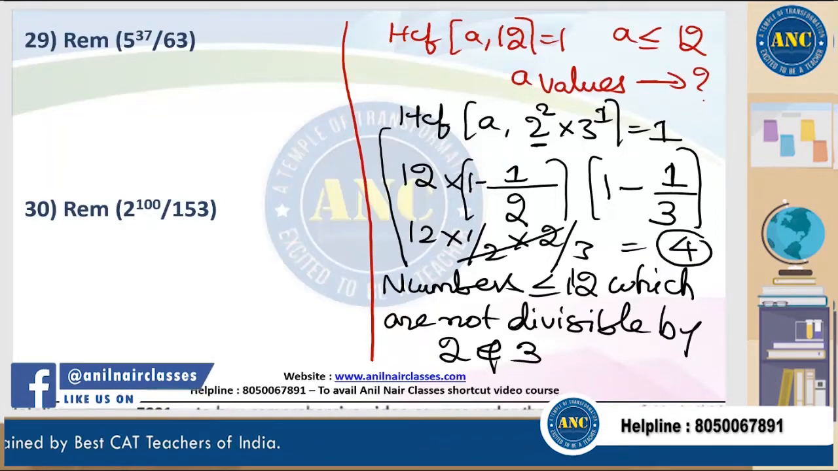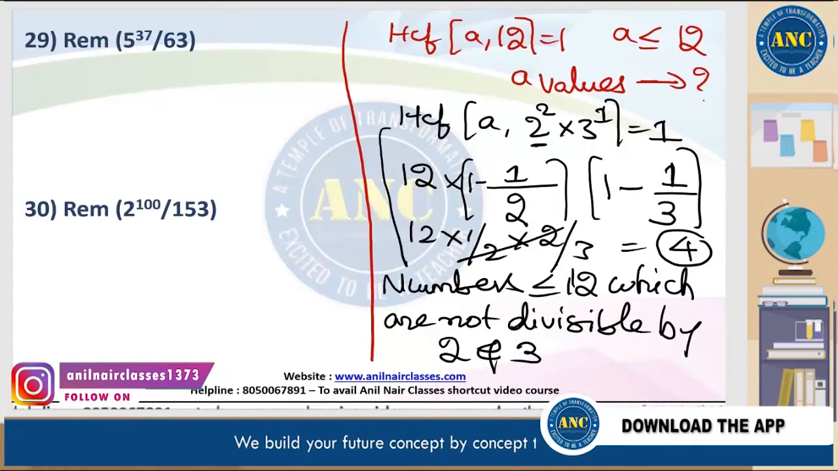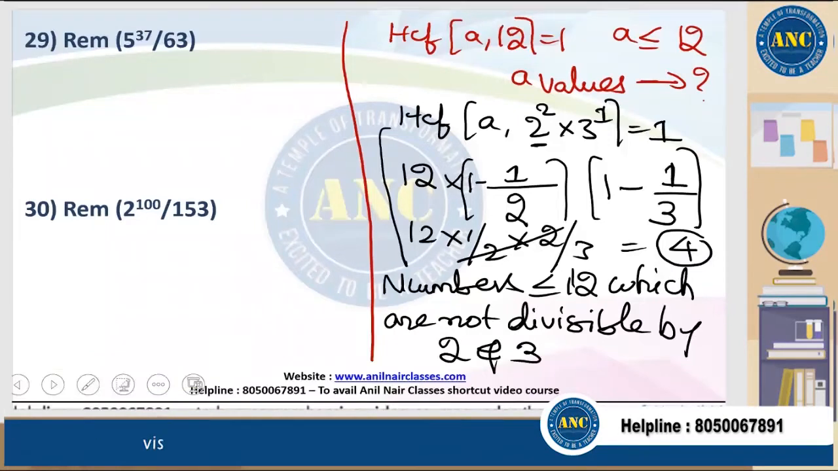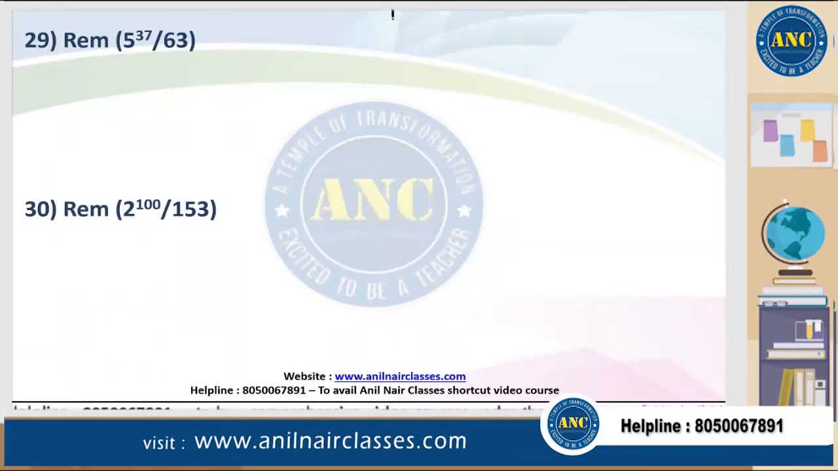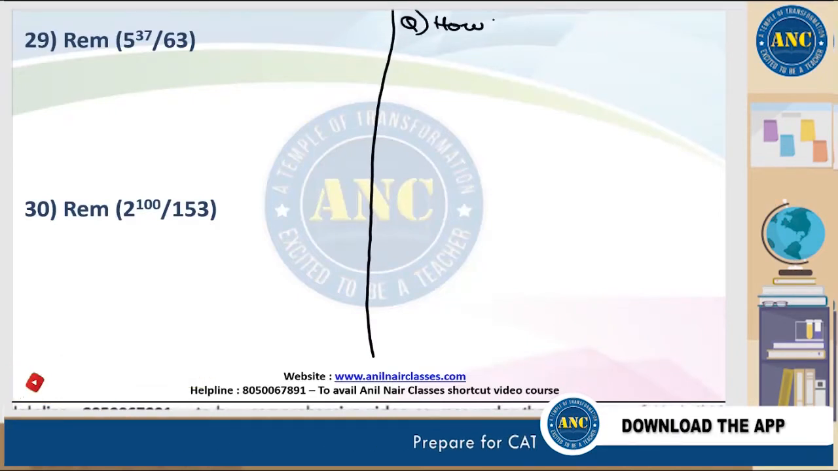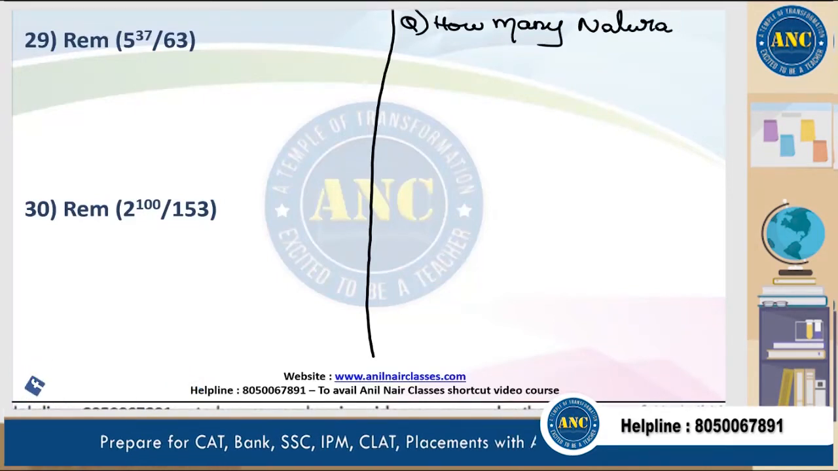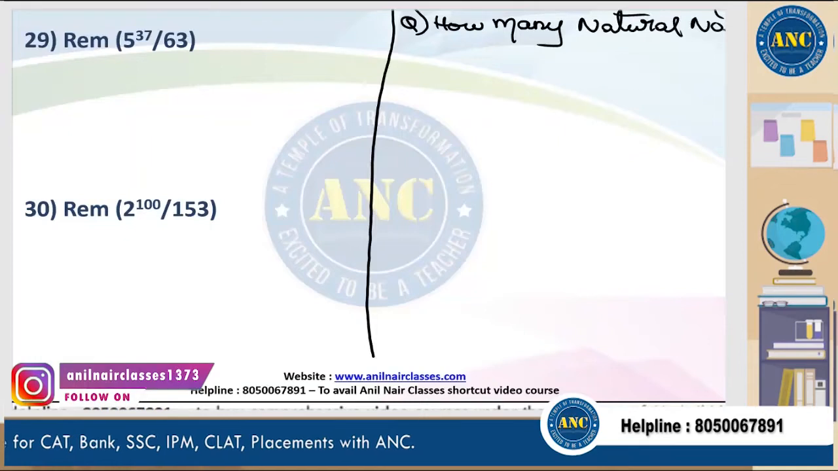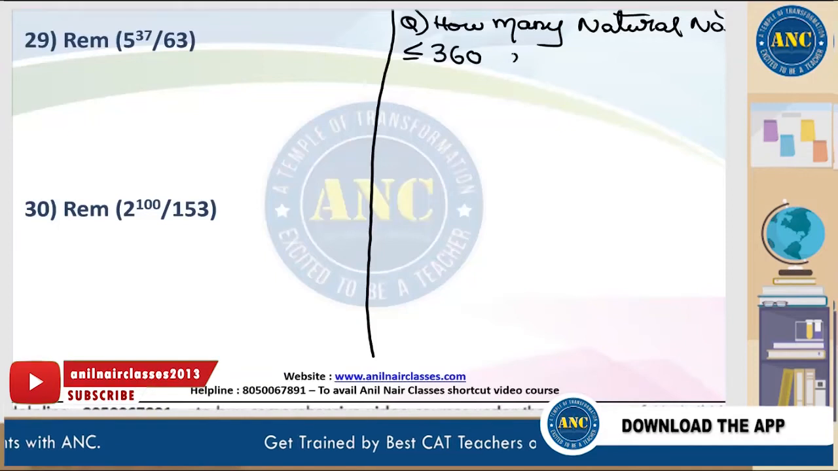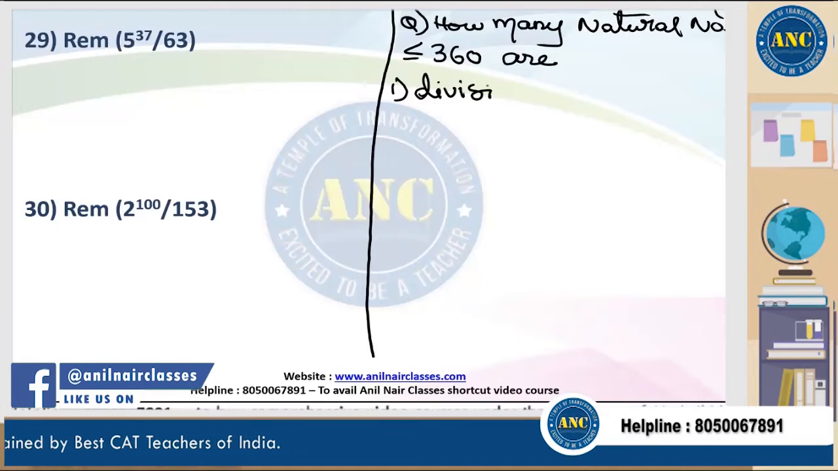I will do one more question. It will be crystal clear to you after this example. Then I will write down the quotient function definition. Now let us take one more question. How many natural numbers less than or equivalent to 360 are, first question, divisible by 2, 3, 5?